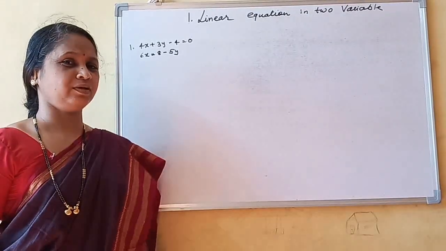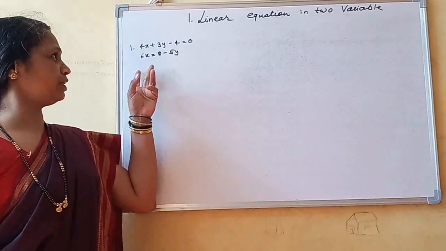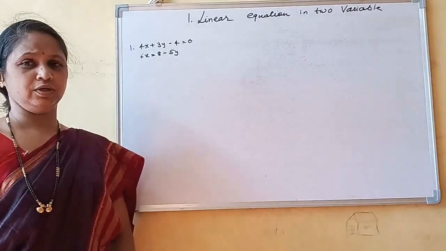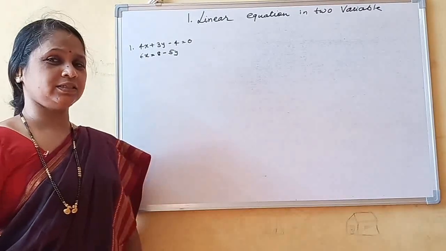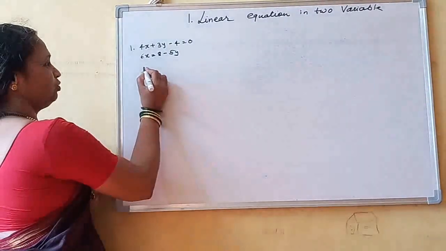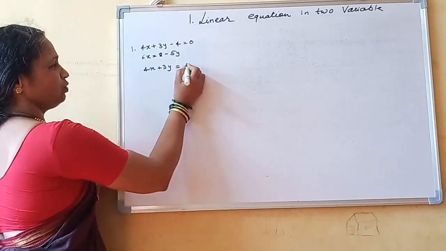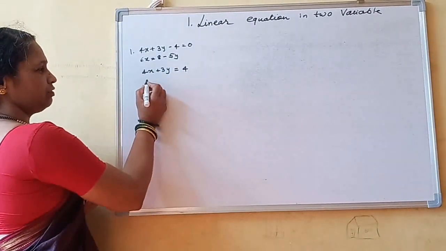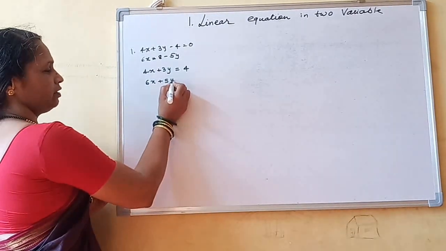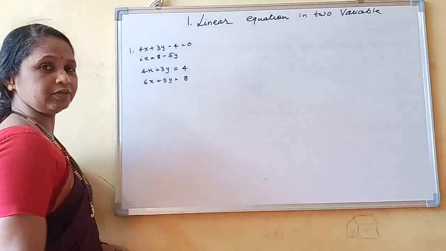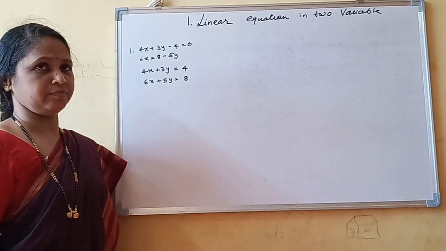Let's take one example by Cramer's rule. First see this equation I have written: 4x plus 3y minus 4 equal to 0. Is it in standard form? No. So first we have to write it in standard form. So the equation will be 4x plus 3y is equal to 4. The second equation will be 6x plus 5y is equal to 8. Now after writing the equations in standard form, we can use Cramer's rule.